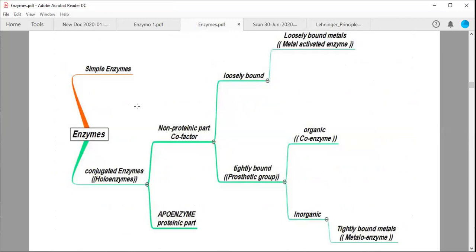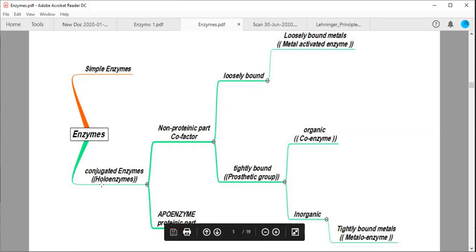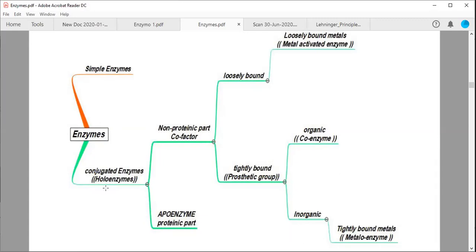So here you will be able to understand it in more detail. The enzyme can be a simple enzyme if there is nothing bound to that particular protein, and the enzyme is pure protein. Okay, so it is made up of only amino acids. This is called a simple enzyme, but mostly enzymes are not simple. They are called conjugated enzymes, or holoenzymes. Holo means complete enzymes. Why is this called holoenzymes or complete enzymes or conjugated enzymes?